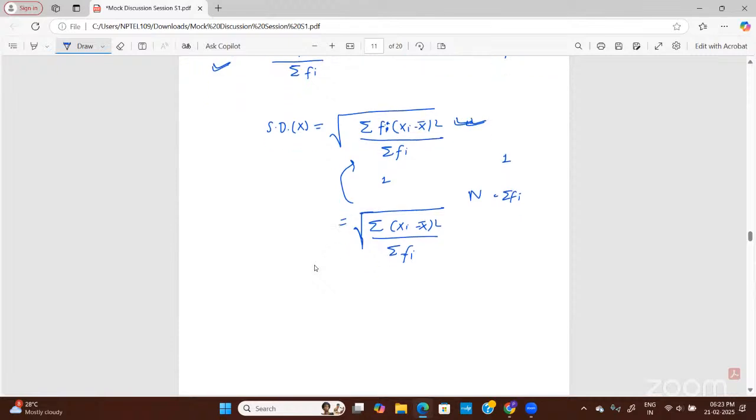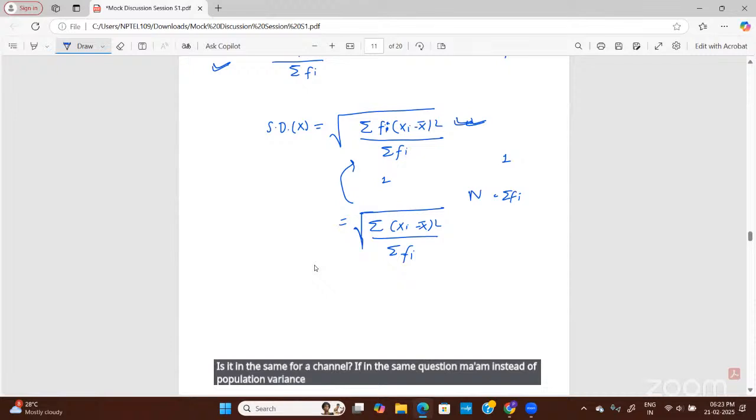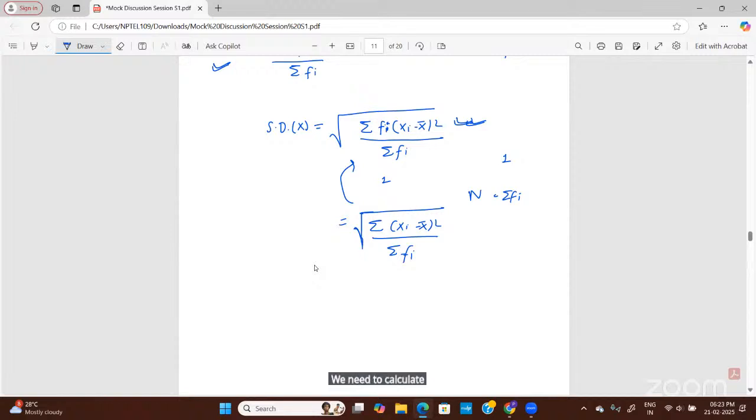In the same question, ma'am, instead of population standard deviation, if we needed to calculate sample standard deviation, then will there be any change in the formula? Yes, you will do n minus 1, summation of fi minus 1.